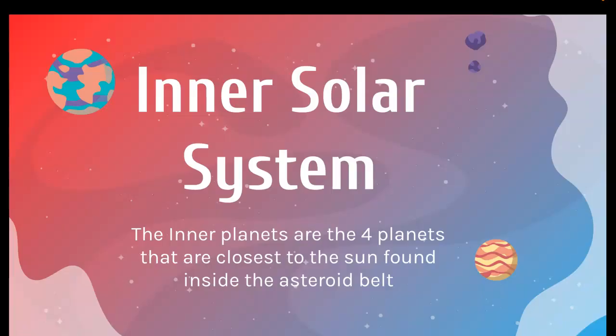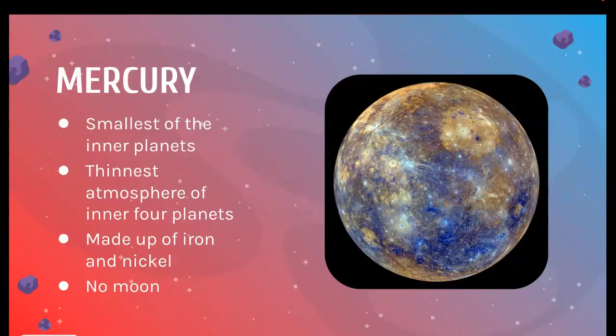So the inner solar system. The inner planets are the 4 planets that are closest to the sun and found inside the asteroid belt. Mercury, the first of the inner planets, is the smallest of the inner planets. It has the thinnest atmosphere of the inner 4 planets. It's made up of iron and nickel, and it has no moon. So those are some key features of Mercury.